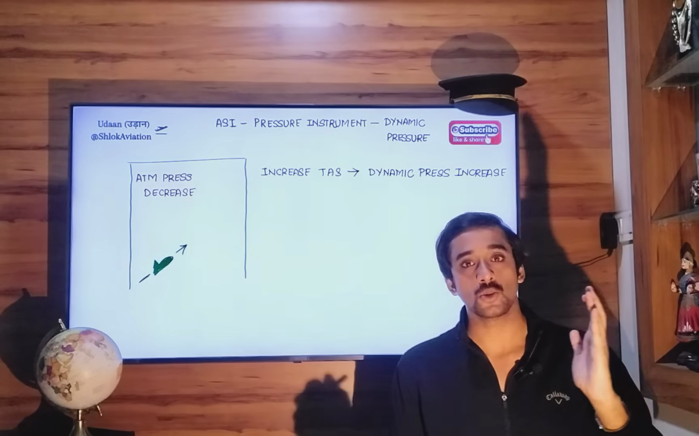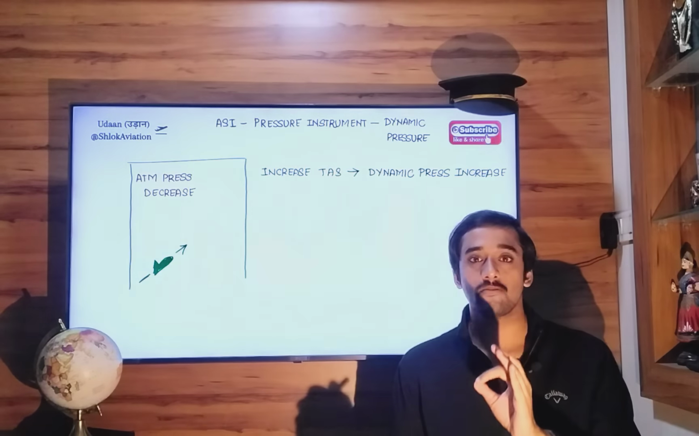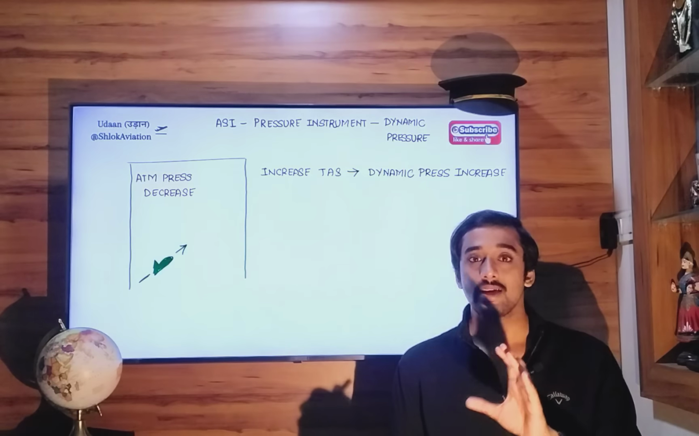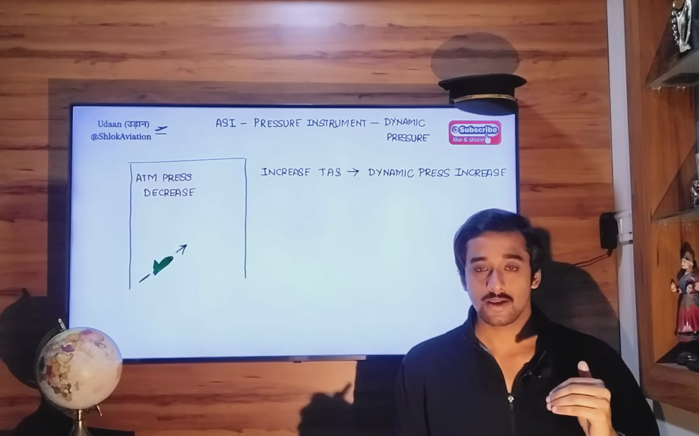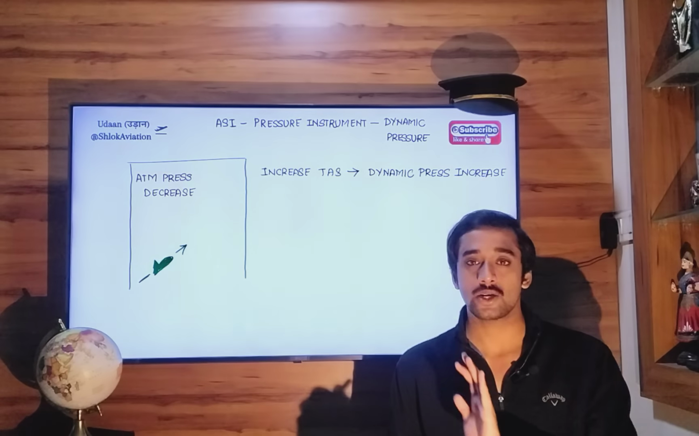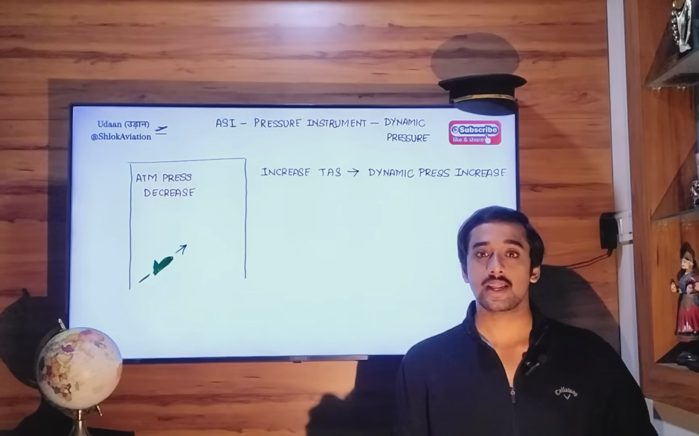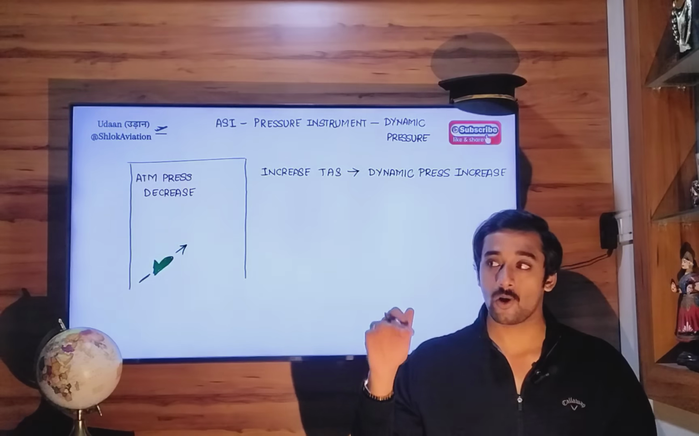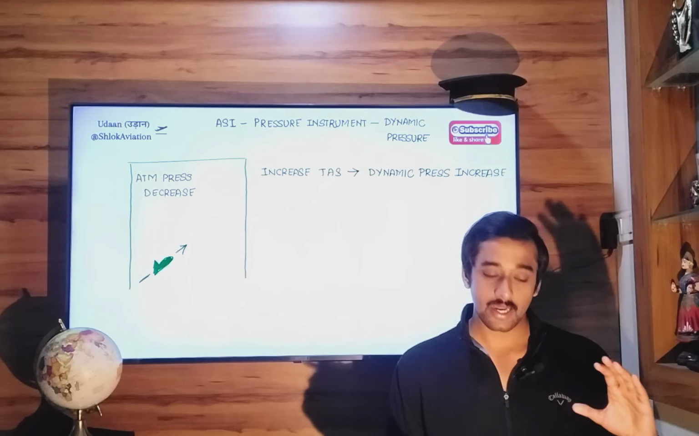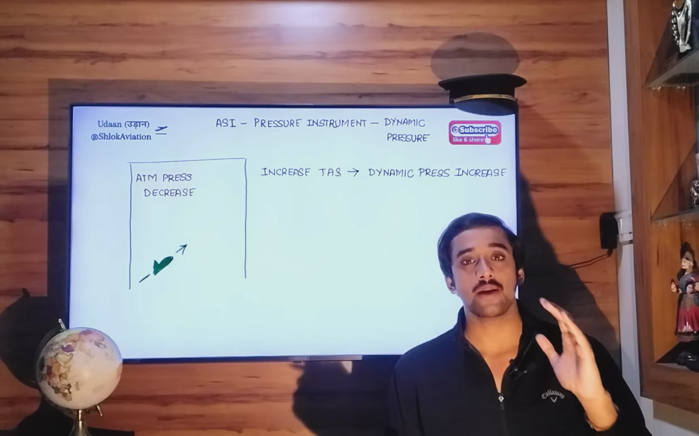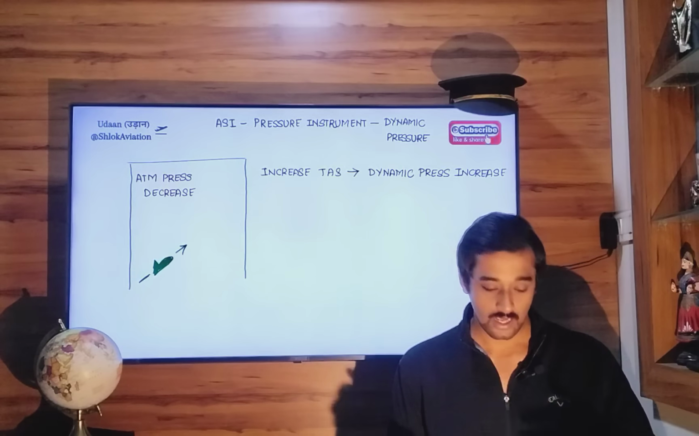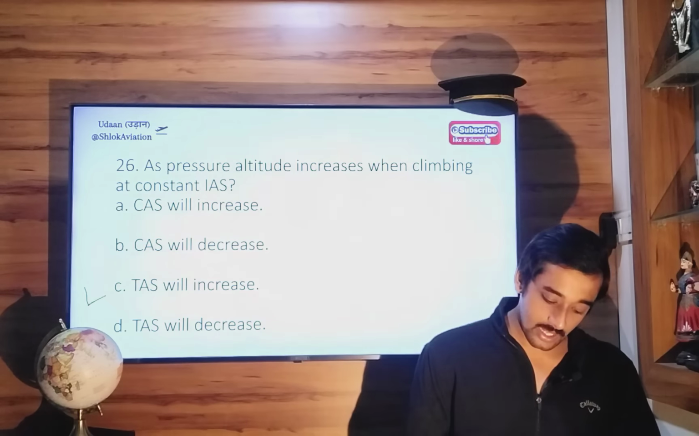So you will increase your true airspeed up to the point where calibrated airspeed will stop falling. If calibrated airspeed stops falling at a particular true airspeed, you maintain that true airspeed. That increase in dynamic pressure will compensate for the decrease in static pressure around you. So always, if you want to maintain a constant calibrated airspeed as you climb to higher altitudes, increase the forward speed, the true airspeed of your aircraft. So the correct answer is true airspeed will increase.